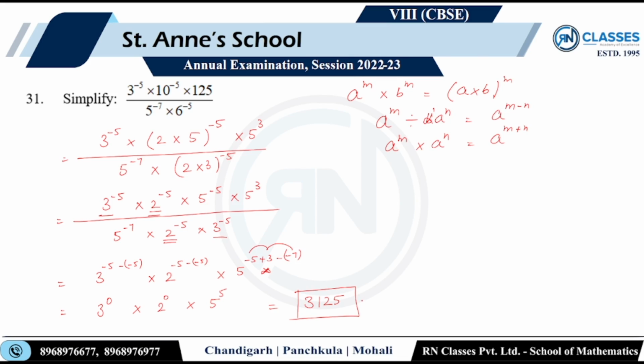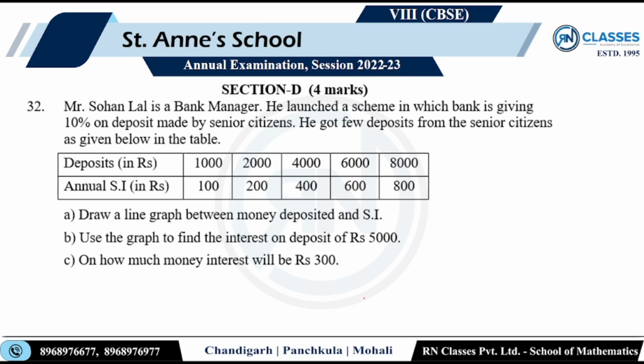Set. Next one, section D. Now each question carries 4 marks. Mr. Sohan Lal is a bank manager. He launched a scheme in which bank is giving 10% on the deposit made by the senior citizens. He got a few deposits from the senior citizens given below. Deposit of 1000, interest is 100, so as on 2000 पे 200, 4000 पे 400, 6000 पे 600 and 8000 पे 800.